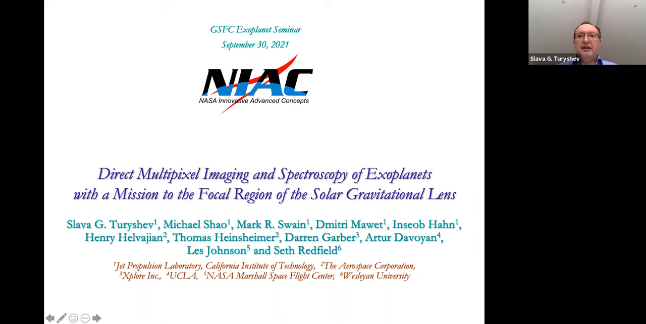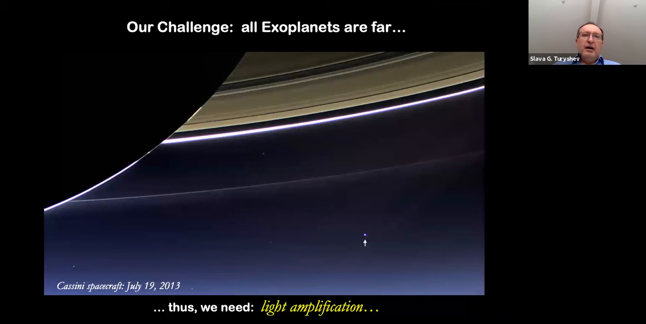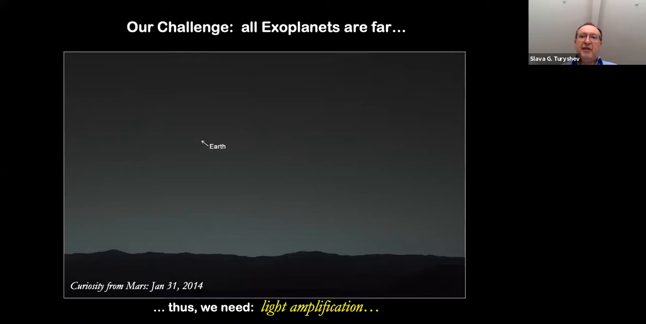Of course, our first challenge, the main challenge, is that the exoplanets are very far. Here you see the picture that was taken by the Cassini spacecraft, and this is Earth, this is us. For this group, I don't need to go through in detail the reasoning for why the challenges are there. Since the exoplanets are so far, we need a very significant light amplification. There is another picture of us, you and I and everybody on this planet, but now it is taken by the Curiosity rover on Mars on January 31st, 2014. This is Earth, taken by the Mastcam on the rover.